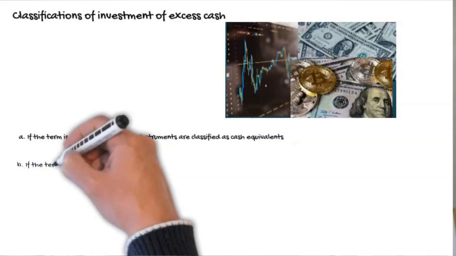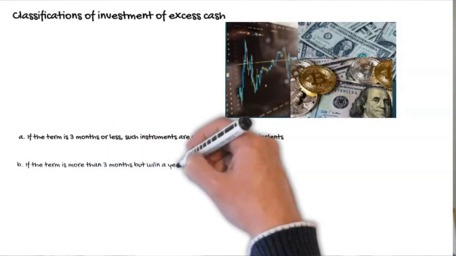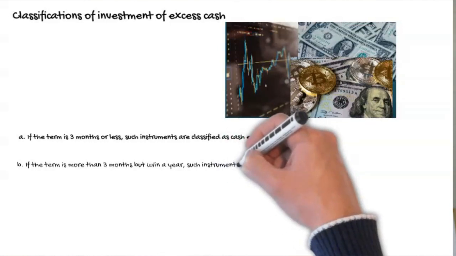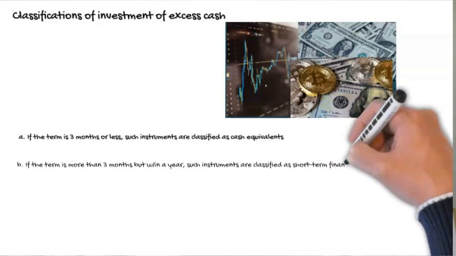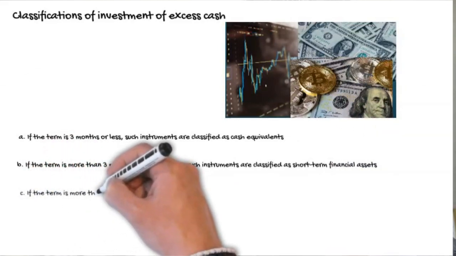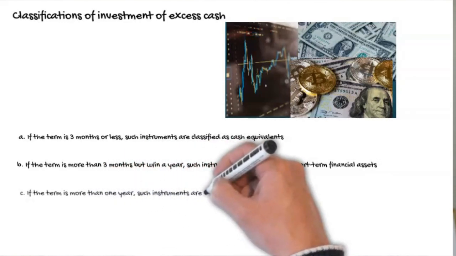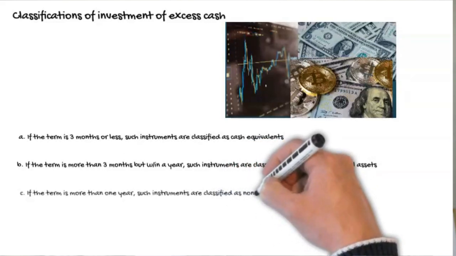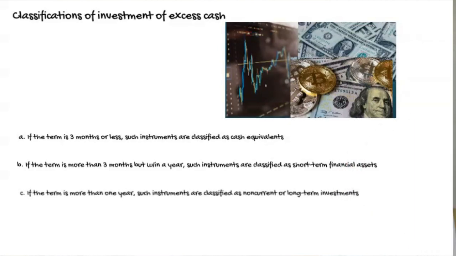If the term, letter B, is more than 3 months but within 1 year, such investments are classified as short-term financial assets or temporary investment and presented separately in current assets. If the term is more than 1 year, such investments are classified as non-current or long-term investment. However, if such investments become due within 1 year from the end of the reporting period, they are reclassified as current or temporary investments.